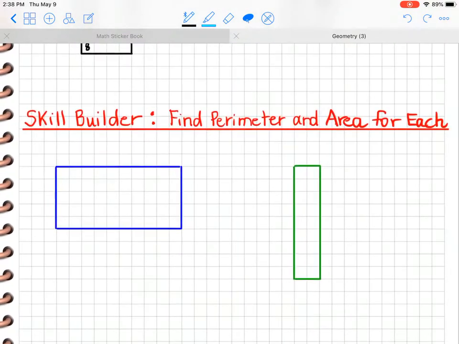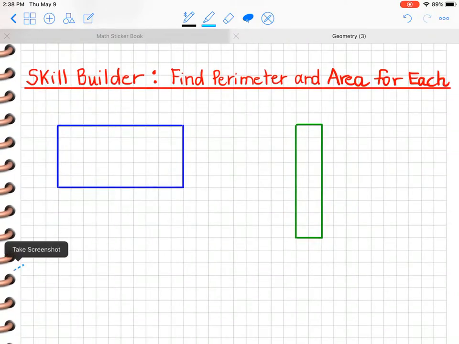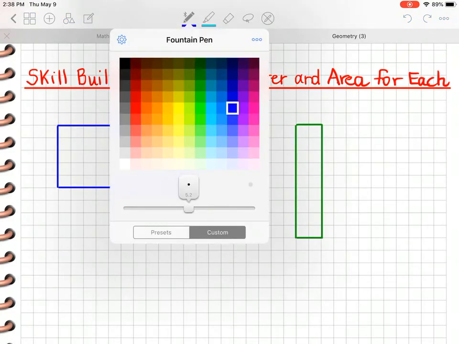Okay, I threw in some skill builder problems, and I would encourage you to stop the video at this point and try these problems. See if you can find the perimeter and the area, and then come back and turn the video back on and see if you got the problems right. So if you want to pause your video and try these, this is a good time to pause.